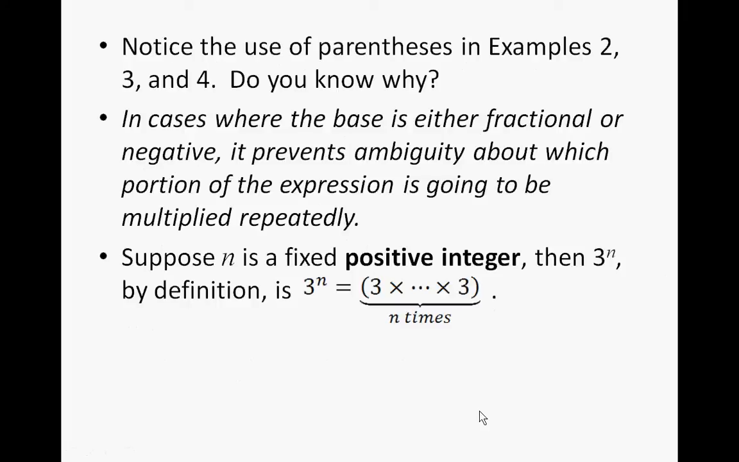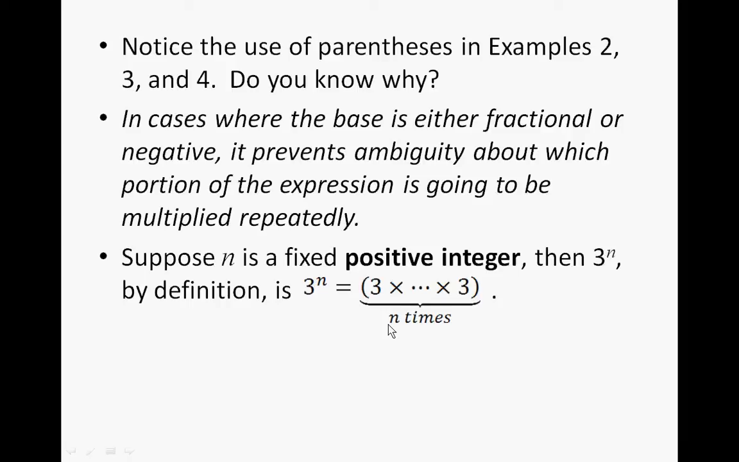Suppose n is a fixed positive integer, then 3 to the nth power by definition equals 3 times, and then we use an ellipsis, kind of a raised ellipsis, to show that this continues: 3 times 3 times 3 times 3, and then we usually put the ending times 3. And then we use a bracket to show that this whole thing is being multiplied n times.